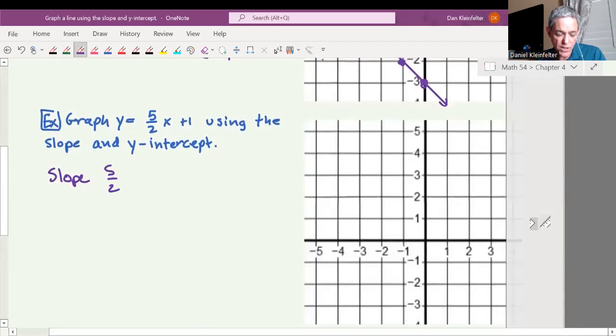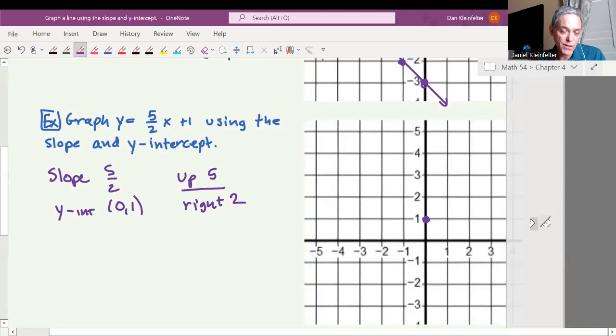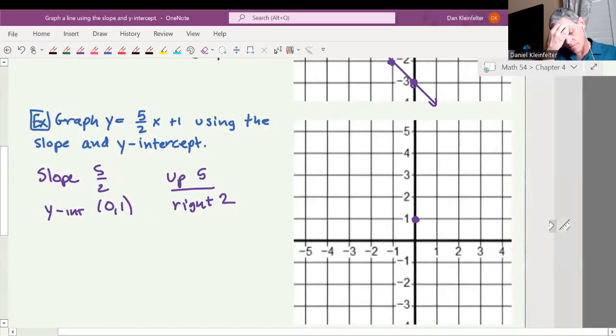Okay, so here we have a slope of 5/2 and a y-intercept that is the point (0, 1). So I've got the point (0, 1) on the graph. And then for the slope, I'll need to go up 5 and right 2. The numerator is the change in y, so the up-down. The denominator, 2, is the change in x, and so the left-right. We're going to go up 5 and right 2.